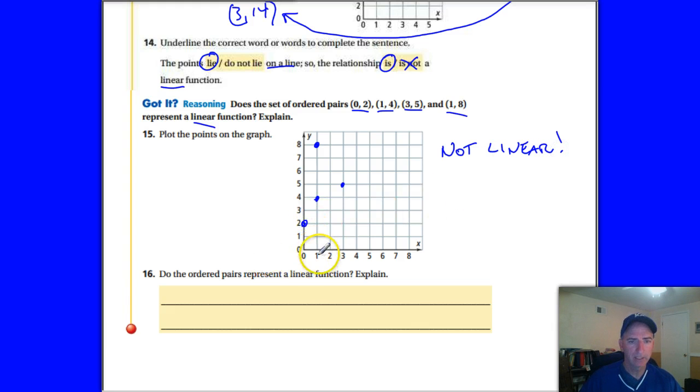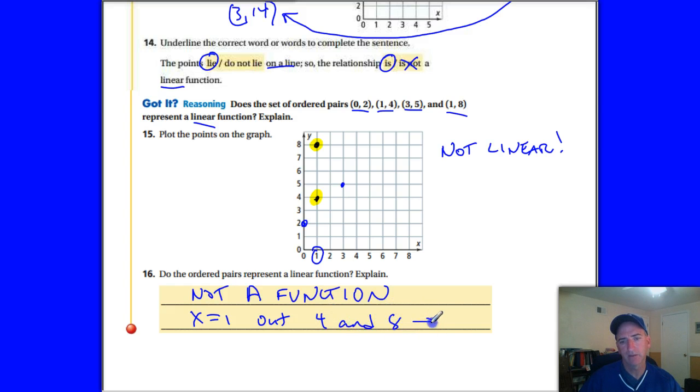In fact, because this x value has two different outputs, remember what we said about a function? It's not even a function. It's not only not linear, it's not a function. Why? Because x equals 1 has two outputs, 4 and 8. Can't do that. Not a function. You can't do that. We talked about that in the first video.